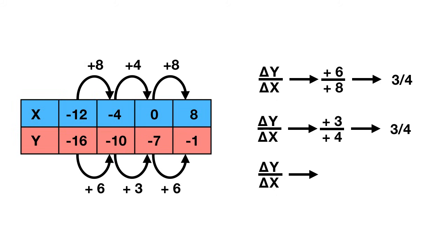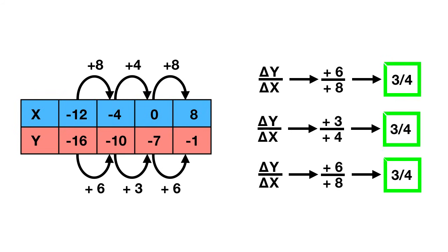Our final jump, we can see that our change in y is +6. It's a positive 6. And our change in x is the +8. It's a positive 8. This, just like the first one, simplifies to 3/4. And so the slope from this table was 3/4.